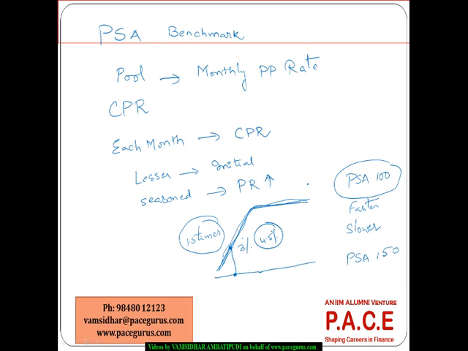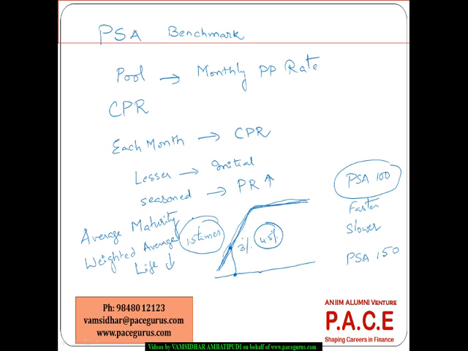And based on the prepayment rate, we can talk about the average maturity. If the prepayment rate is much faster, the maturity period is going to come down. So the weighted average life of the MBS is going to come down if the prepayment rate is much higher, and vice versa.